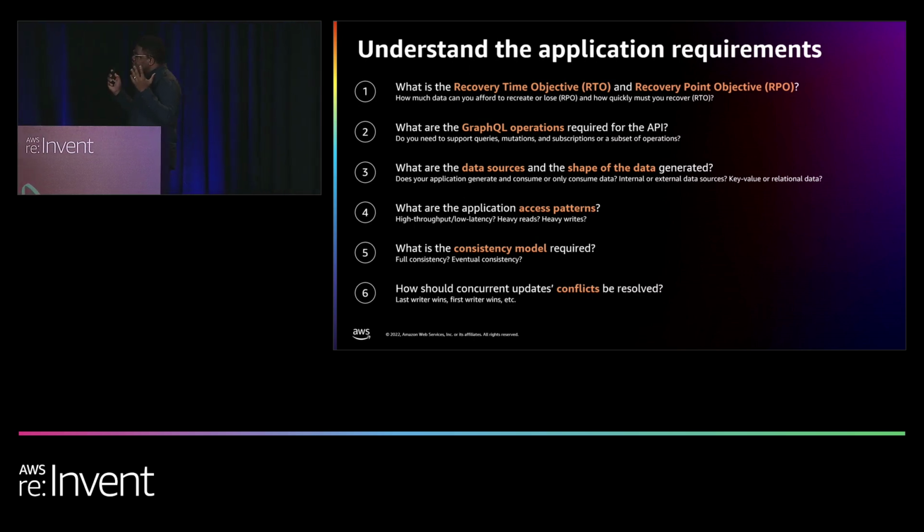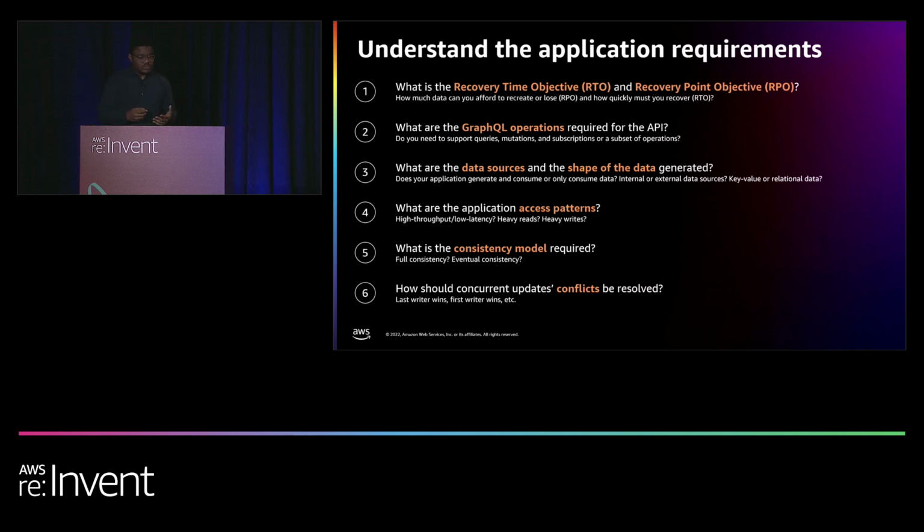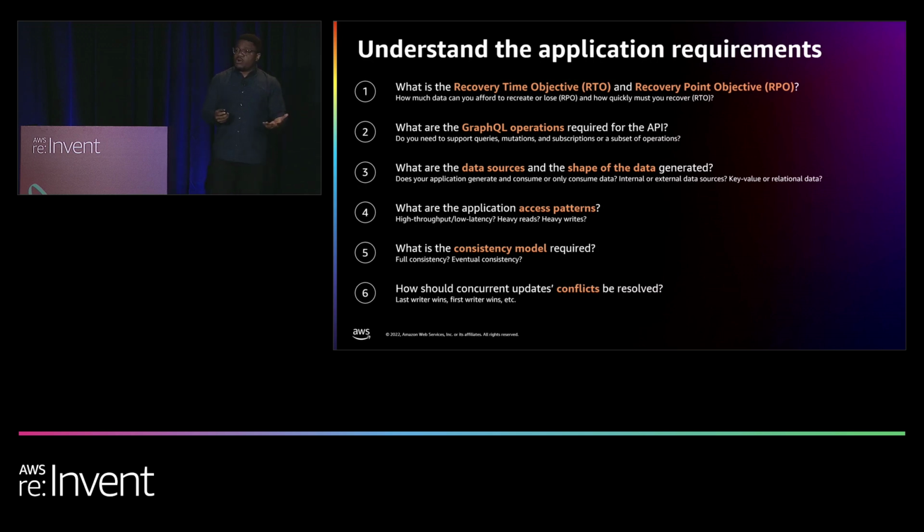So the first one is, what is the recovery time objective, which is basically how fast or how quickly you are meant to recover, and also the recovery point objective, which is how much data you can afford to lose. You also need to think about the GraphQL operations you need to support. Do you need to support queries and mutations and also subscriptions, or is that a subset of the operations you need to support? You also need to think about the data consistency model. Do you need eventual consistency, or must you implement full consistency? And by full consistency, I mean that data needs to be replicated across the regions synchronously.